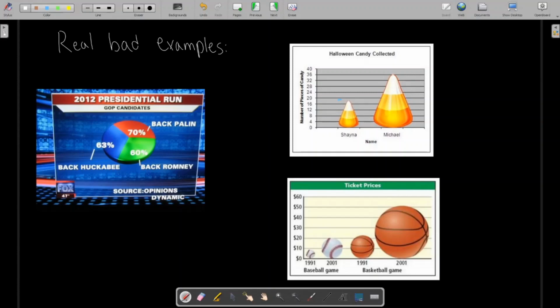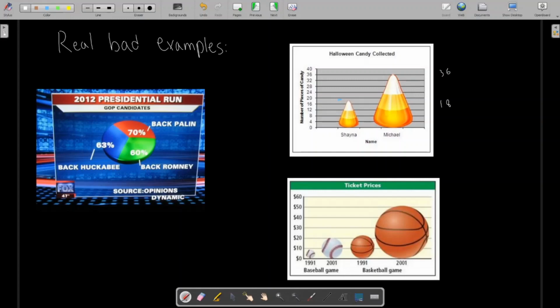But if we look at the actual y-axis, which tells us the number of pieces of candy they collected, you see that the difference is actually only about 18 for Shayna and about 36 for Michael. So it's actually only a 2-fold difference versus a 4 times or 5-fold difference, which you might conclude by looking at the graph.